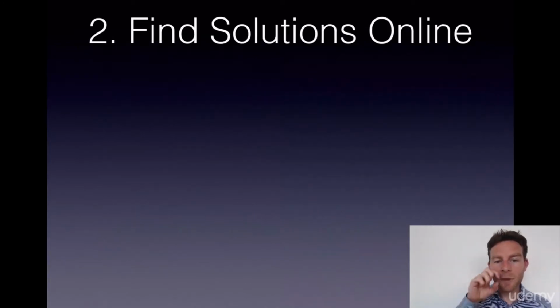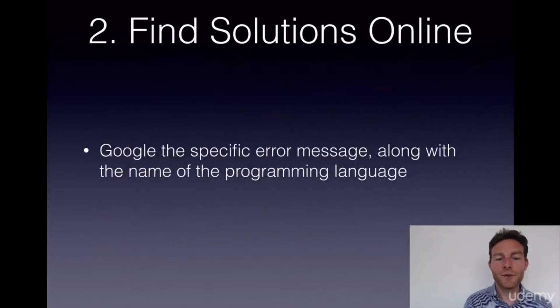Well, step 2, and this is what makes you a real programmer, is learning how to find solutions online. So it's pretty straightforward, really. It is just Googling. My general approach is to Google the specific error message that you've got. And if you don't have an error message, then get one, either from the compiler, from the browser, from Xcode, whatever it is, and then Google that along with the name of the programming language. Almost certainly, at least one person, if not several people, have had that exact same problem, and there's probably a solution right there on Stack Overflow for you.